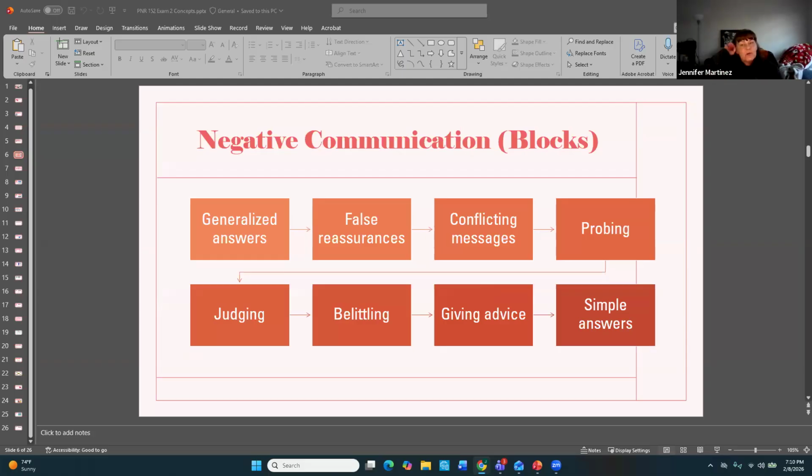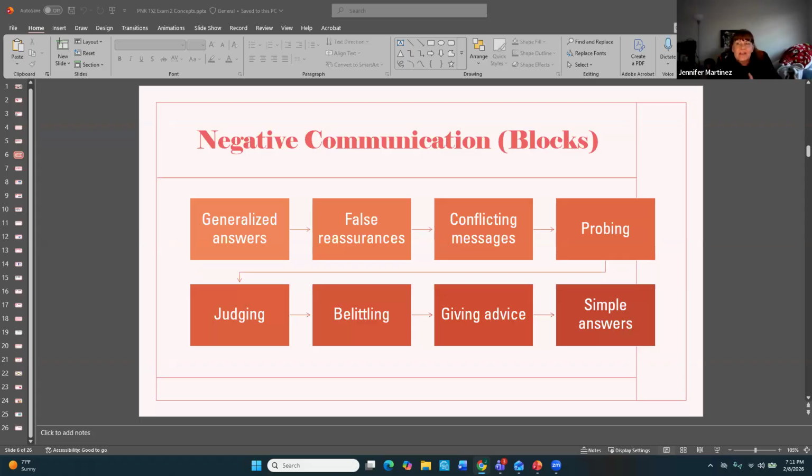Negative communication, or blocks to communication: those generalized answers, everybody feels this way, that kind of thing. False reassurances, right? Everything's going to be okay. We don't know that everything is going to be okay, right? So we really want to avoid those. Conflicting messages is another one, right? Really want to avoid conflicting messages.